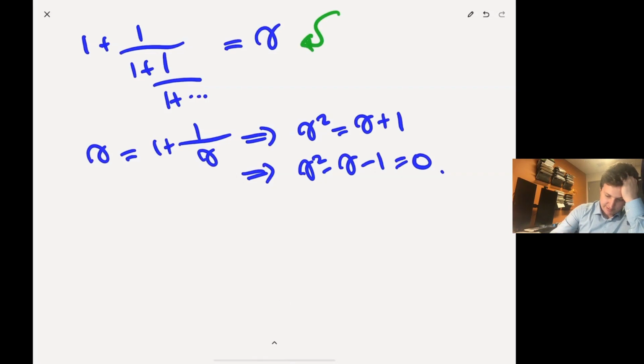So this infinite expression is the golden ratio again. This is what's called a continued fraction.